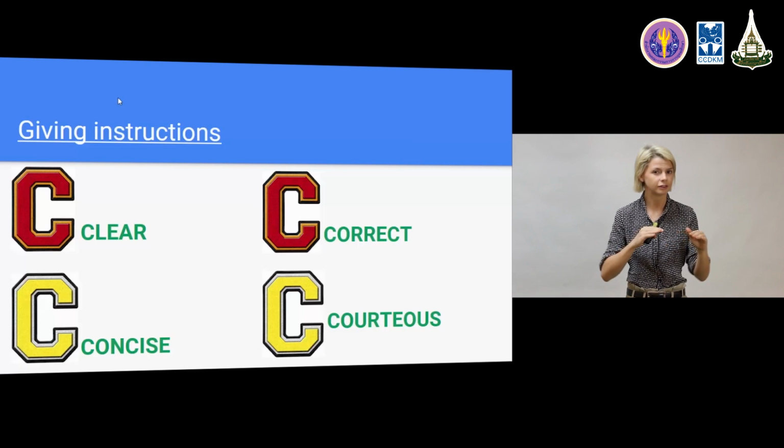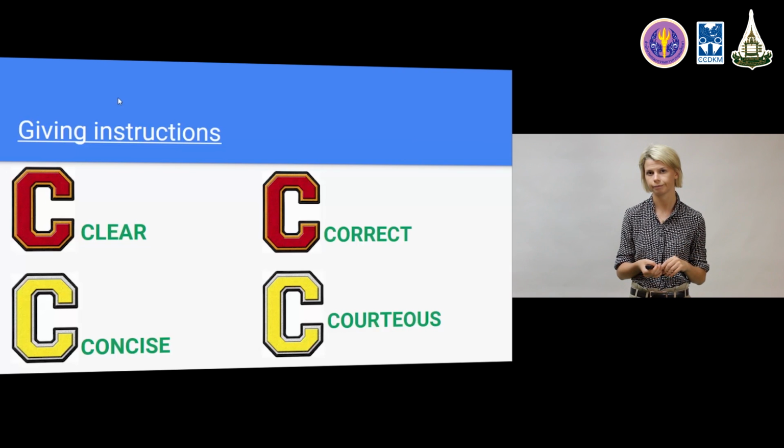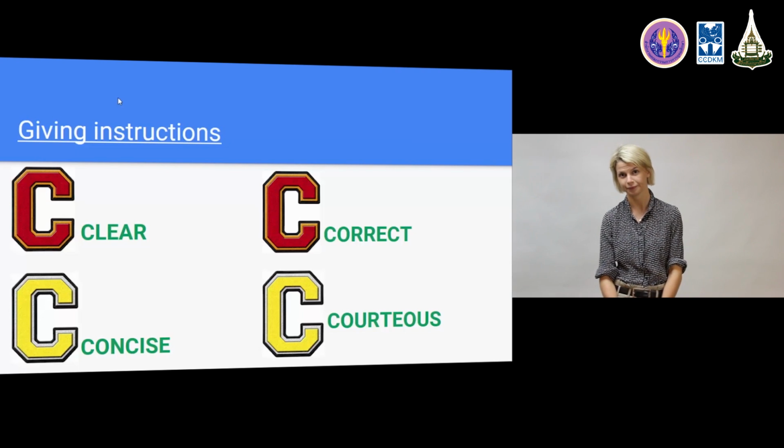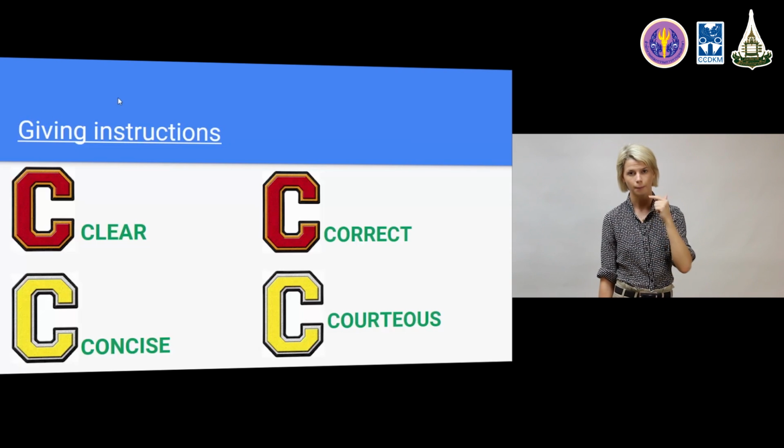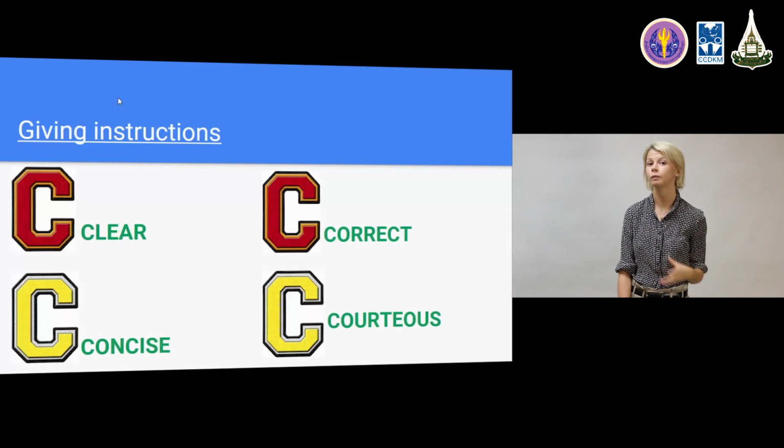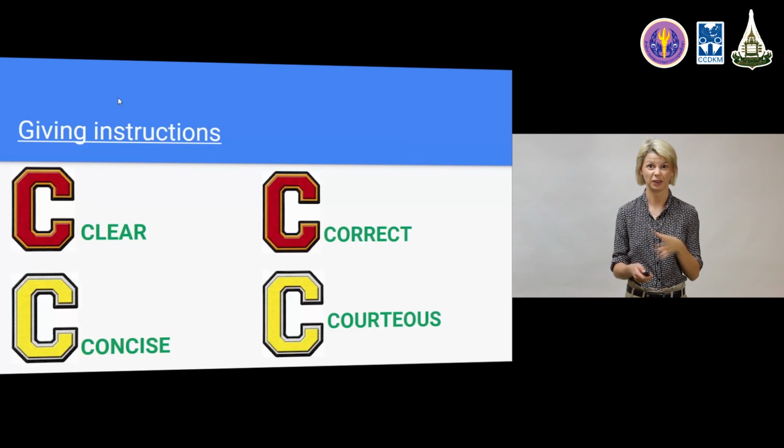As you can see, those sentences are different in levels of courtesy, being polite. The first one, be there at 5 p.m. Not courteous. Could you please be there at 5 p.m.? Very courteous. So those are the 4 C's to consider. Another C to think about when you give your instructions. Be clear, be correct, be concise, and be courteous. So let me show you how we can be all of these things with giving our instructions.